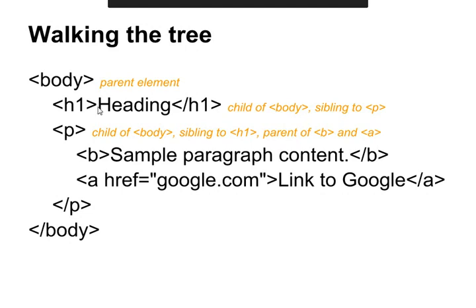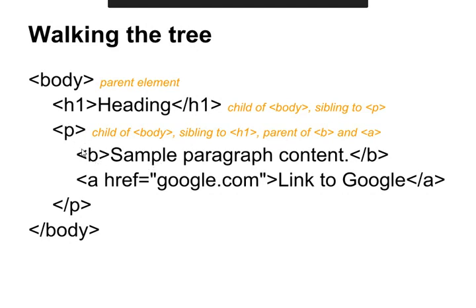So let's look at this HTML code right here. We have, again, a body, a heading, and a paragraph. The body in this example is our parent element. Inside of it, we have a heading, which is a child of the body. Anything inside of the body is its child. Below the heading, but outside of its closing tag, is a paragraph. That paragraph is also a child of the body, but a sibling to the heading. And it's pretty easy stuff.